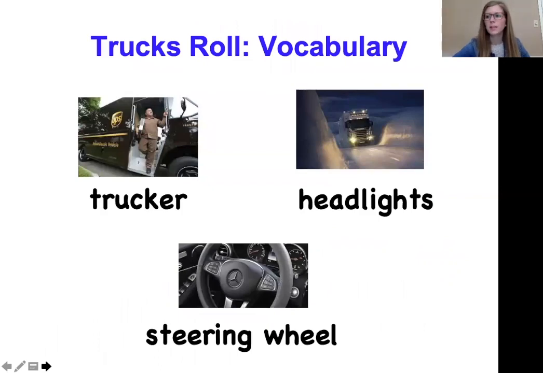Before we begin reading, let's look at some vocabulary that you might hear in this story today that you might not know. The first word is trucker. Say trucker. The trucker is the person who drives the truck. This man is a truck driver. We would call him a trucker. Say headlights. Headlights are the lights on the front of a vehicle. You can use them at nighttime to help you see or through different types of weather. Say steering wheel. A steering wheel is the wheel you turn to steer a vehicle.